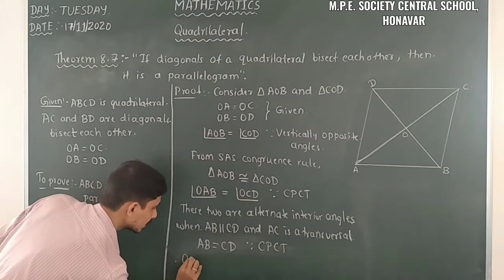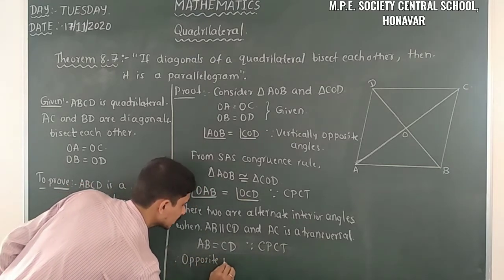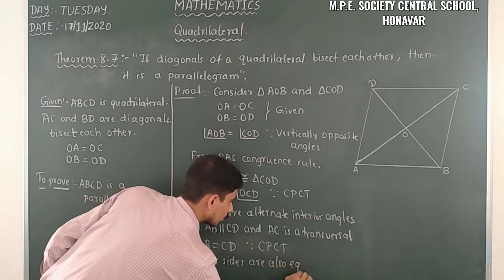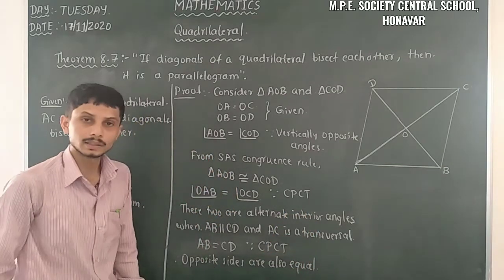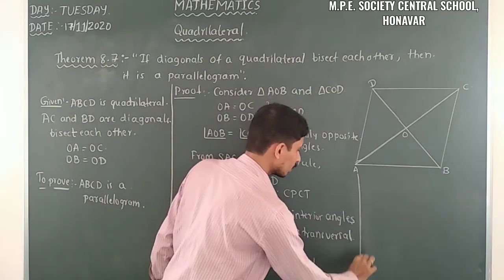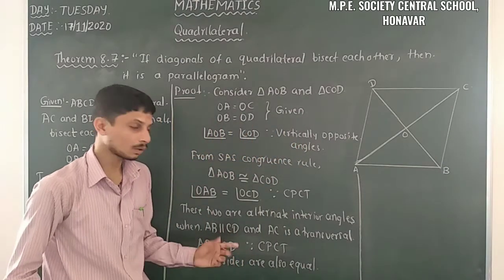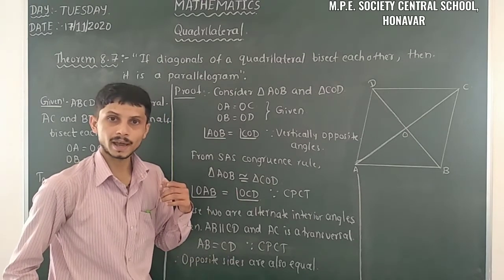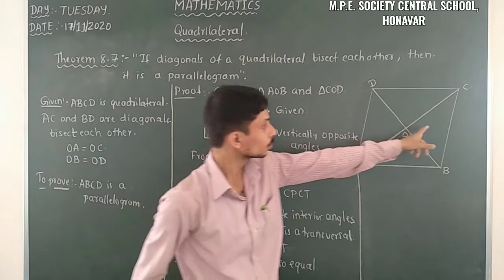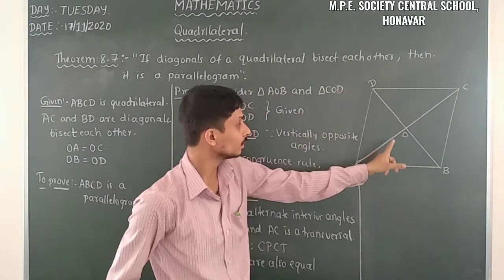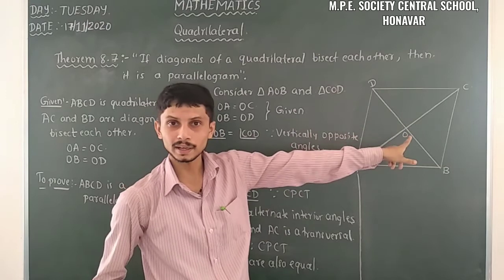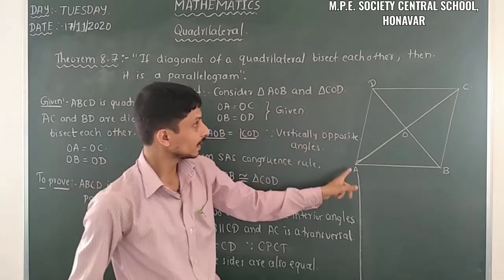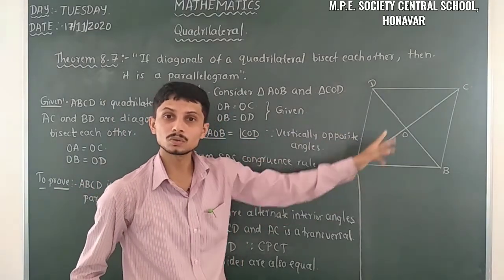So therefore opposite sides are also equal here. So from this we get AB is parallel to CD and AB is equal to CD. Similarly, when we take these two triangles, OBC and OAD, we get AD is parallel to BC and AD is equal to BC.